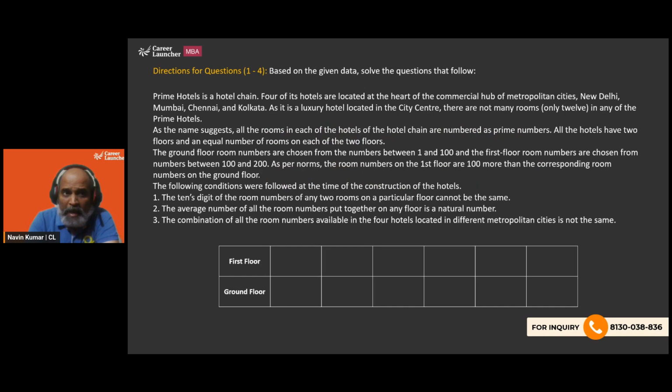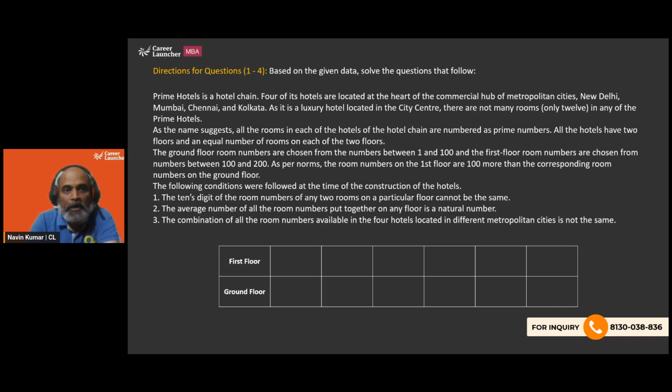So Prime Hotels is a hotel chain. Four of its hotels are located at the heart of the commercial hub of metropolitan cities New Delhi, Mumbai, Chennai, and Kolkata. As it is a luxury hotel located in the city center, there are not many rooms, only 12 in any of the prime hotels. As the name suggests, all the rooms in each of the hotels of the hotel chain are numbered as prime numbers. All the hotels have two floors and an unequal number of rooms and an equal number of rooms on each of the two floors.